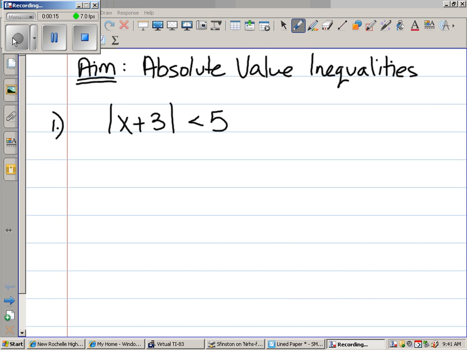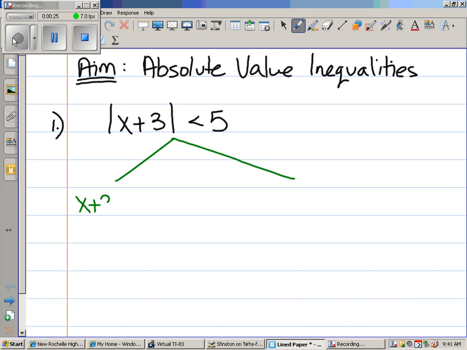What's the next thing that you always do with absolute value? Yeah, break it. We're going to break it up. Nothing changes. Nothing really new. We're going to break it up. So here we go. We got x plus 3 is less than 5. And then we want to take a look at what happens when negative x plus 3 is less than 5.